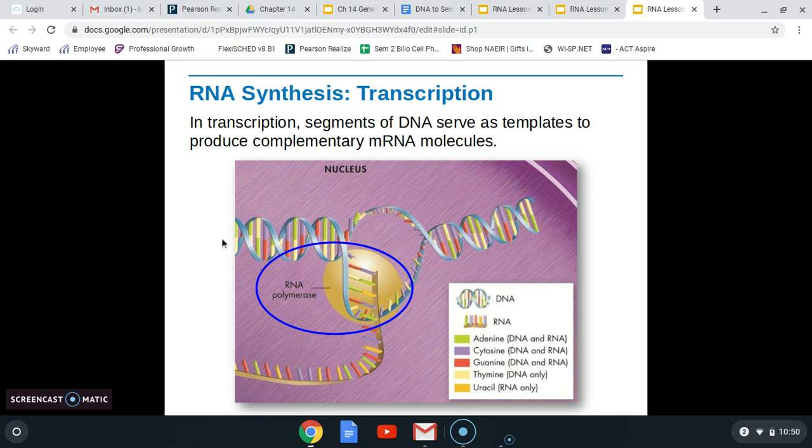So what it's going to do is it's going to build a segment of RNA from the portion of DNA that it reads. So this circle is representing the active gene that we're reading. And that's the RNA molecule that's being built from it.